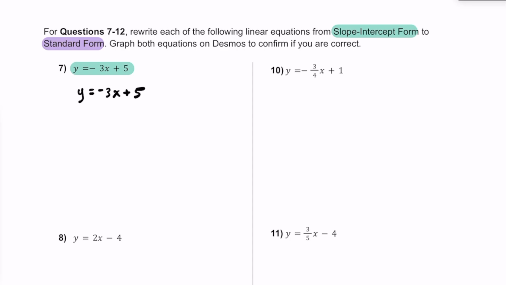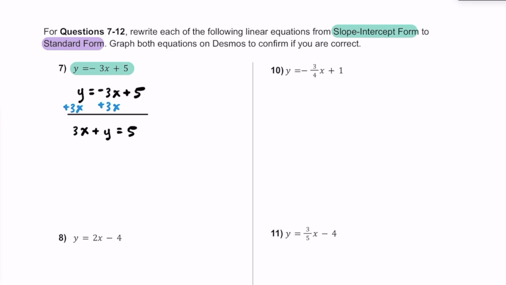Now keep in mind, when you're dealing with standard form, we would like a, b, and c to be integers, whole numbers, but specifically a should be a positive value. B and c, it's okay if they're negative, but we'd like a to be positive. All right, so we need a and b to be on the left side and c to be on the right side. I'm going to add 3x to both sides so I can get the x's and y's both to the left side of the equation. If we do that, we're going to have 3x plus 1y, and that's equal to 5.